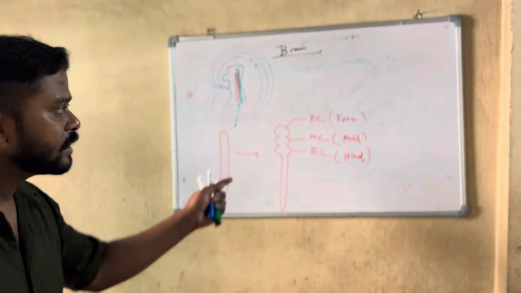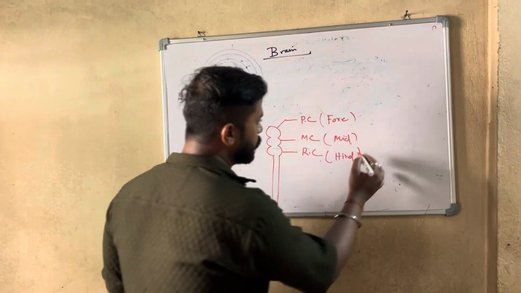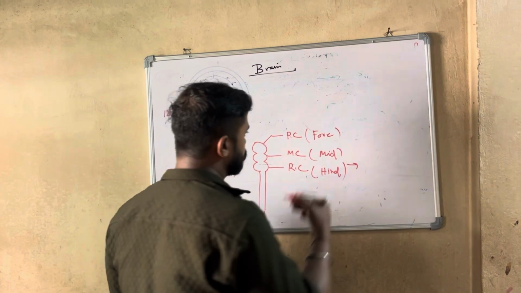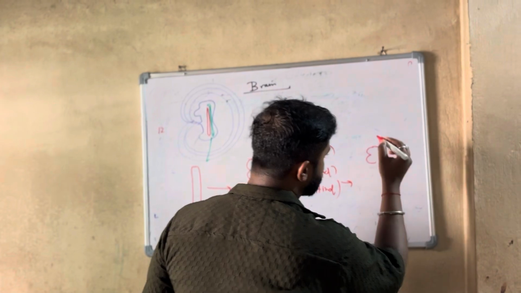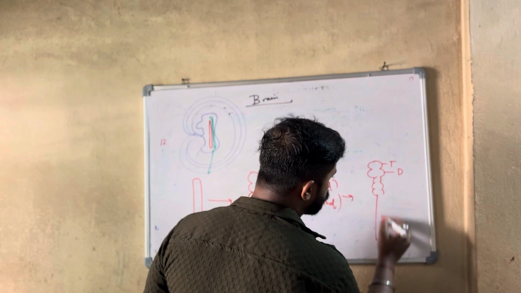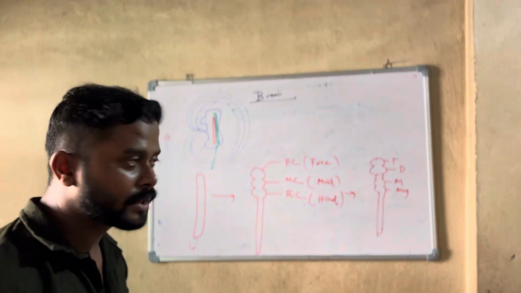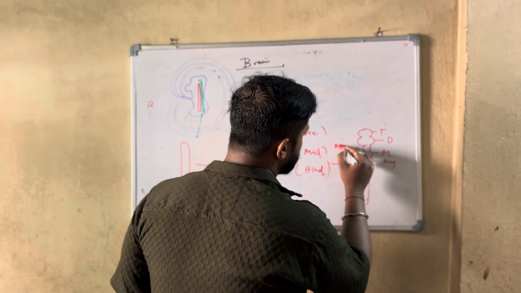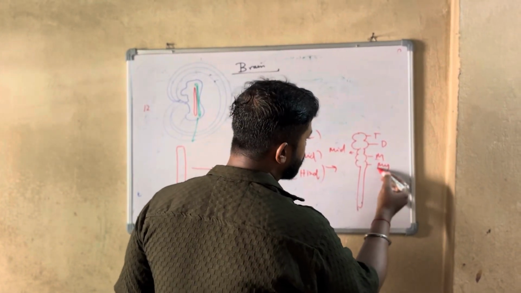Okay, after 3 or 4 months of this development, these are divided into more parts. The prosencephalon is divided into two parts: one is telencephalon and one is diencephalon. The midbrain remains the same, and the hindbrain is divided into two parts: one is metencephalon and one is myelencephalon.